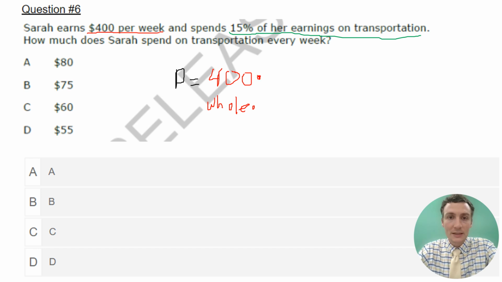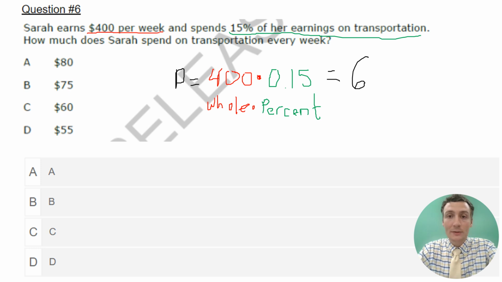Now I'm going to write that percent as a decimal, okay? This is times our percent. Now I know it says 15%, but I need to make sure that when I write that as a decimal, I don't write 15, I write 0.15. So I end up saying my part is 400 times 0.15. When I times those together, my answer that I get is 60.